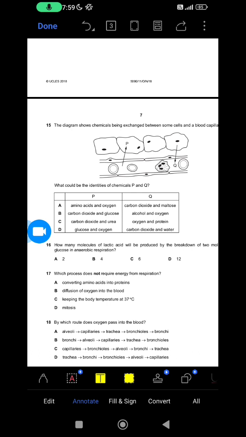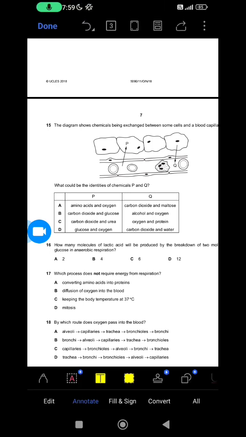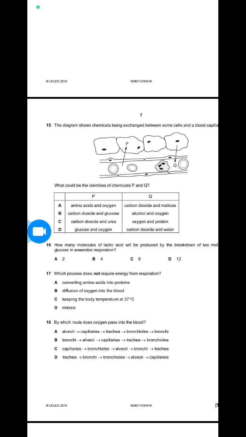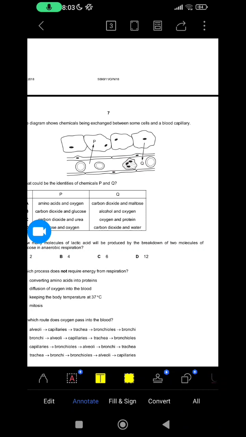As we can see, A is amino acids and glucose, which is possible, but D is written as carbon dioxide and maltase, which is incorrect. It is carbon dioxide and water. B is carbon dioxide for P, which is incorrect, and C has carbon dioxide and urea, which is also incorrect because the capillary supplies useful materials, not waste materials. And for D, glucose and oxygen, while Q is carbon dioxide and water, which is being returned to the capillary by the cell, which is correct.